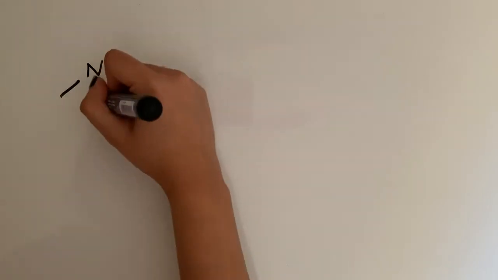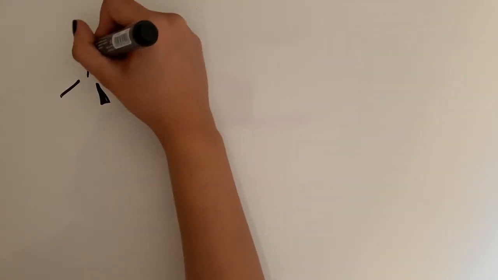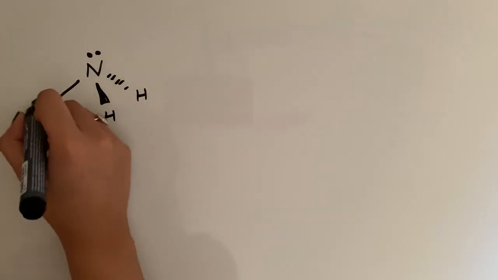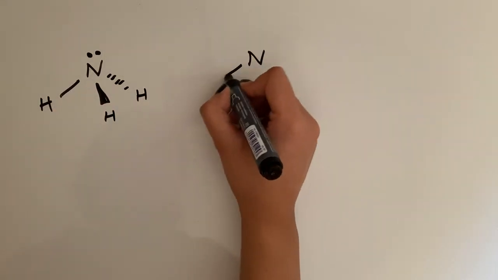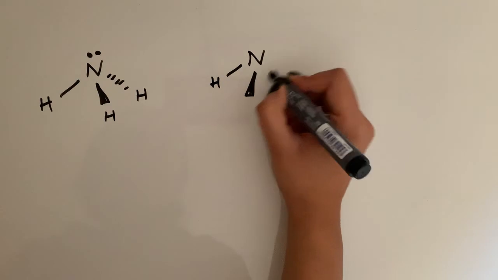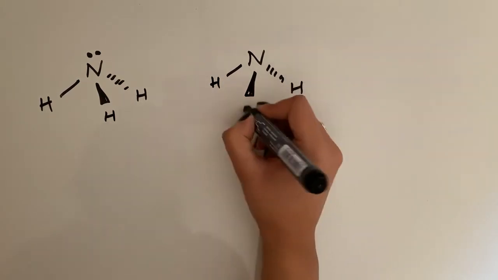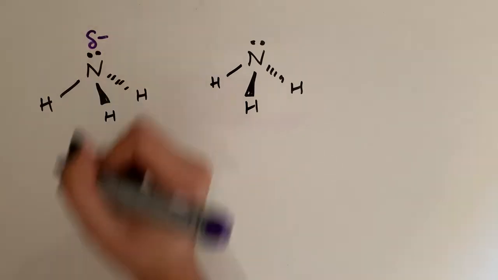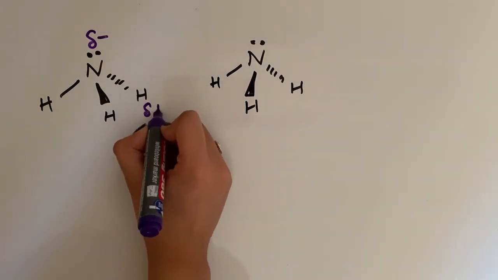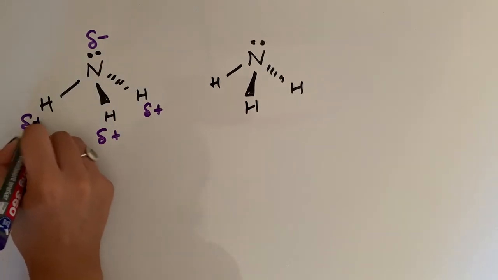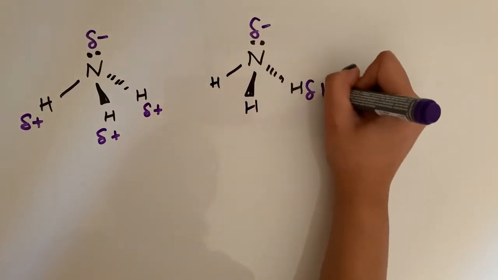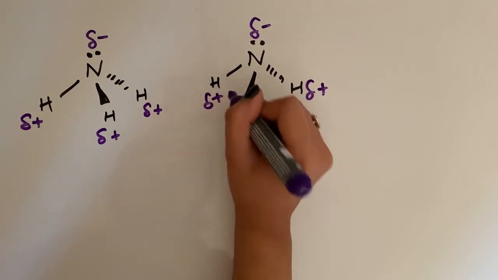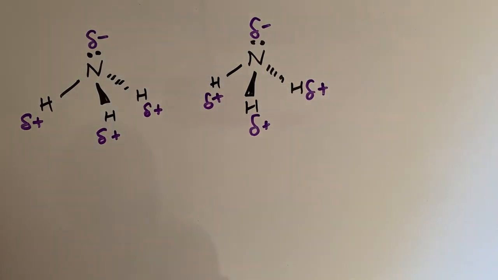Let's have a look at another molecule that has hydrogen bonding between it, and that is ammonia. So ammonia, pyramidal shape. Okay, I'm going to draw another one as well. Okay, nitrogen is electronegative or more electronegative than hydrogen, and therefore you have a delta negative on the nitrogen, and each hydrogen has a delta positive. So I'm going to do the same thing on this one. Okay, hydrogen is always going to be delta positive. You never have a delta negative on a hydrogen.